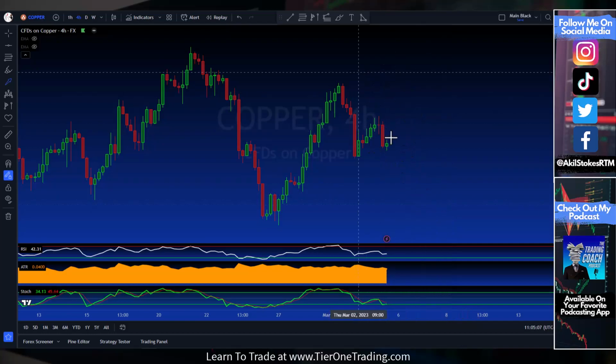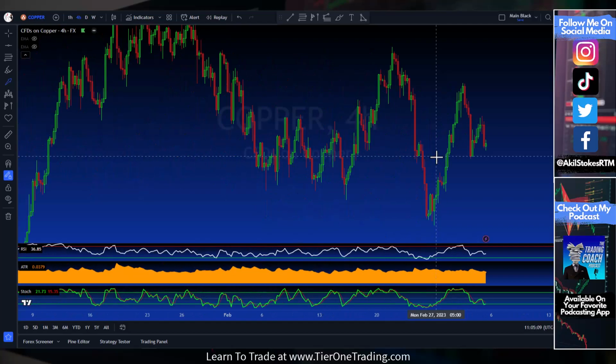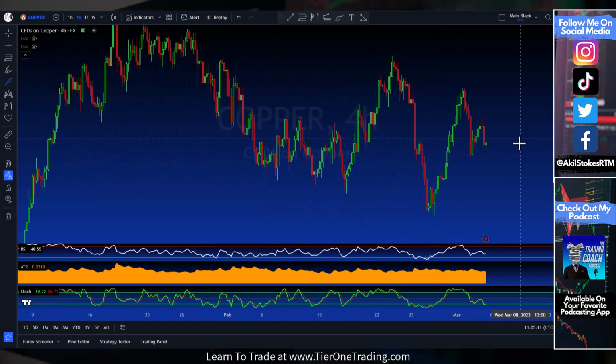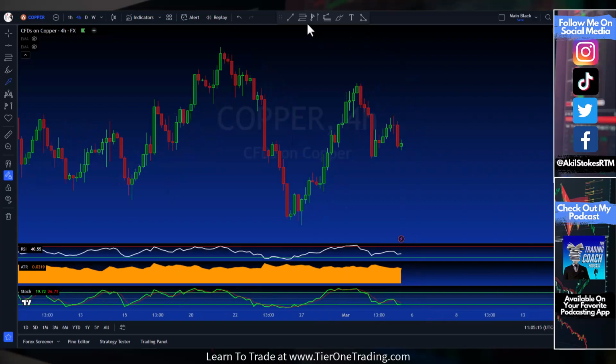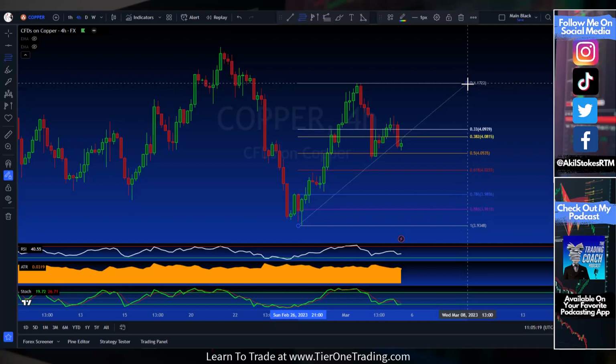Here's one that can go either way. There's actually 3 of them. We're only going to focus on, I guess we're going to focus on all 3. Why not? Here on copper on the 4-hour chart. The first is going to be a potential bullish bat pattern. So earlier we looked at a bearish bat pattern.